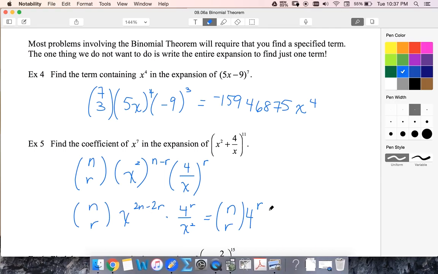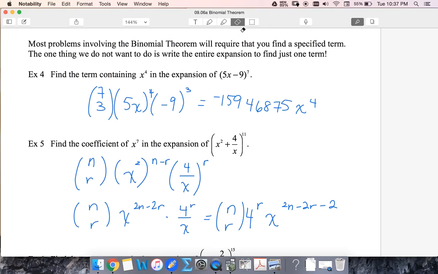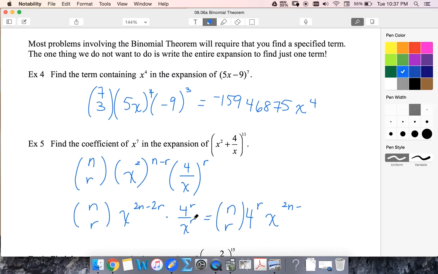And then I'm going to have x to the 2n minus the 2r. I'm also going to minus from the bottom, except that's not a 2, that should actually be an r. All right, so that really means we're going to have minus 3r. So I want 2n minus 3r to be equal to 7. I know that n is 11, so 22 minus 3r is 7. 3r is going to be 15, so r is going to be 5.